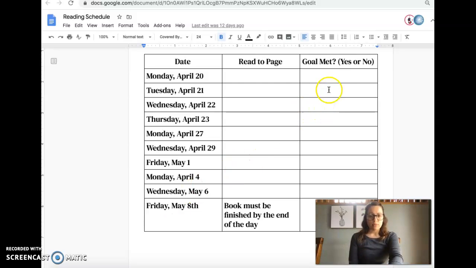Also, you are going to be marking on here whether you met your goal or not. Do that because each day that we have a reading day, I'm going to have you fill out a Google form that basically says what page you're on and did you make your goal or not. That's about it for that.